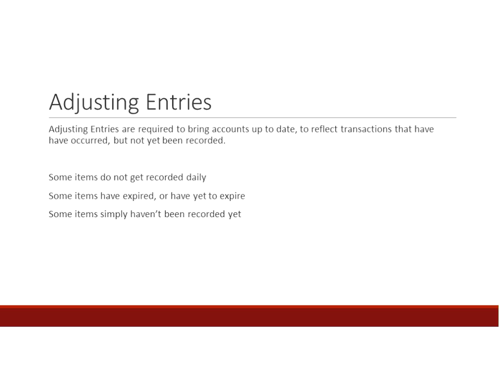Adjusting entries are required to bring accounts up to date. There are times that items just don't get recorded on a day-to-day basis. There's times that accounts have expired and they just haven't been brought up to date, or there's times that we just simply haven't recorded information as of yet. And so we need to make an adjusting entry to bring our accounts up to date.